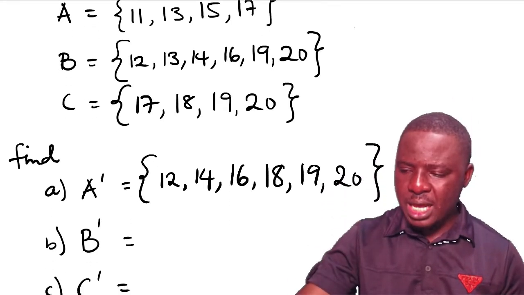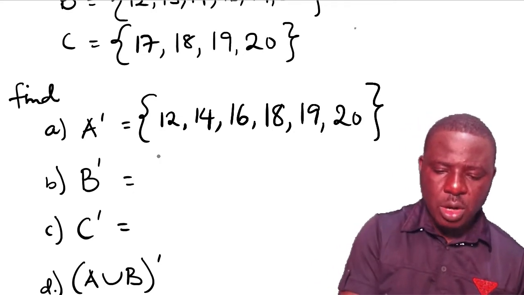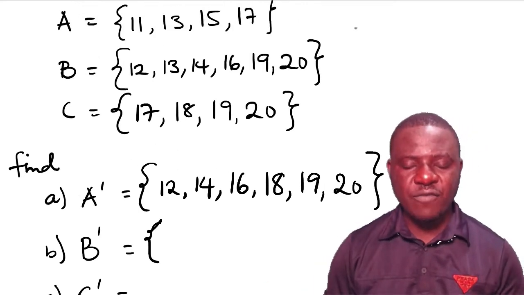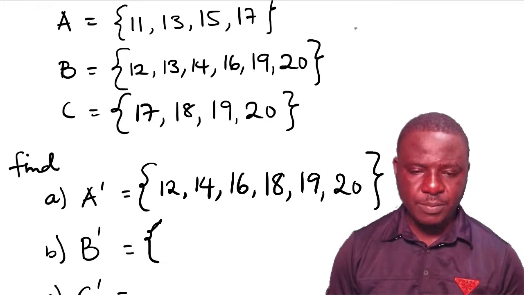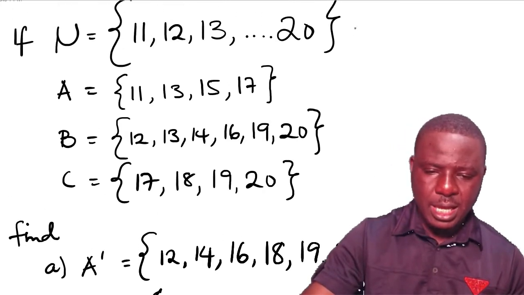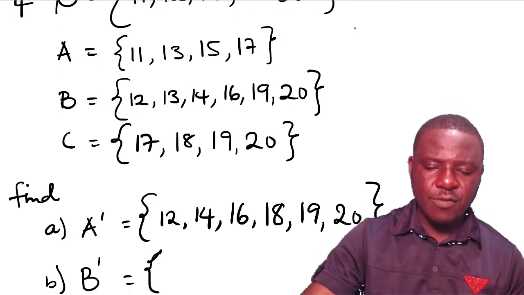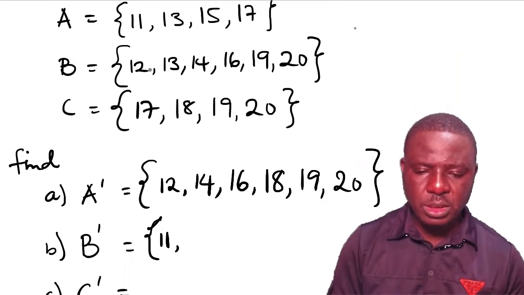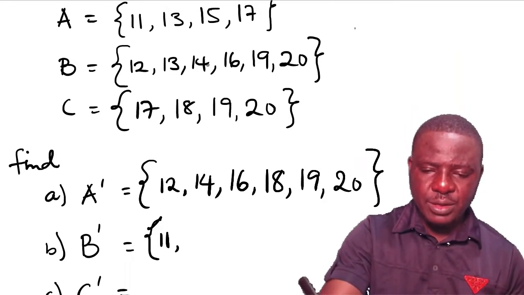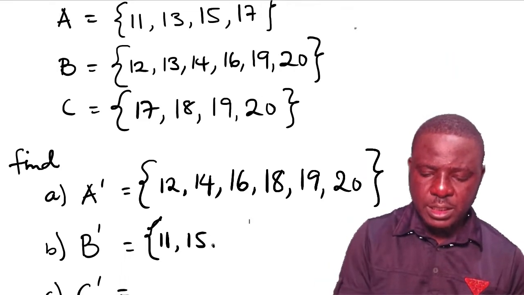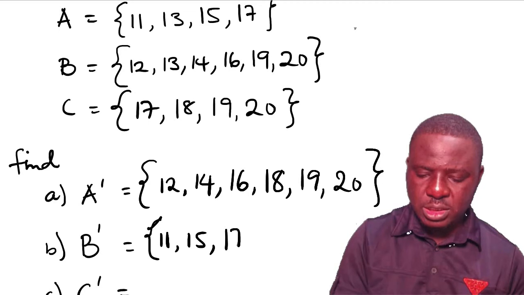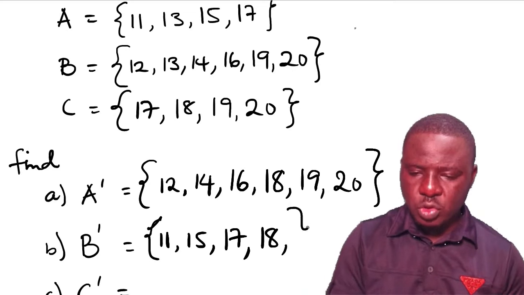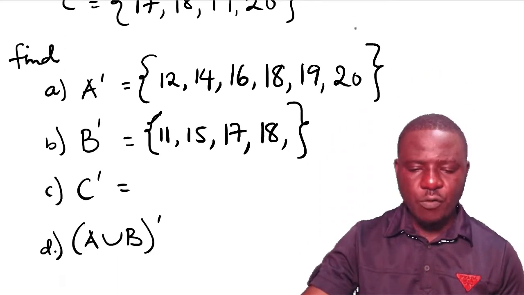So these are the elements of A complement, while B complement are said to be elements you can find in the universal set but are not in B. So in the universal set, we have 11, of which 11 is not in B. So we have 11 to be an element of B complement, 12 is in B, 13 is in B, 14 is in B, so 15, 16 is there, 17 is not, 18, 19 is there, and 20. So these are the elements of B complement.